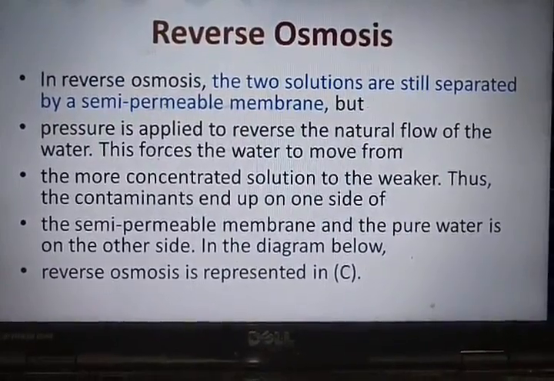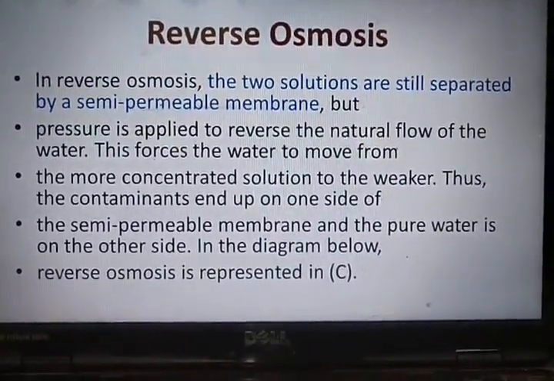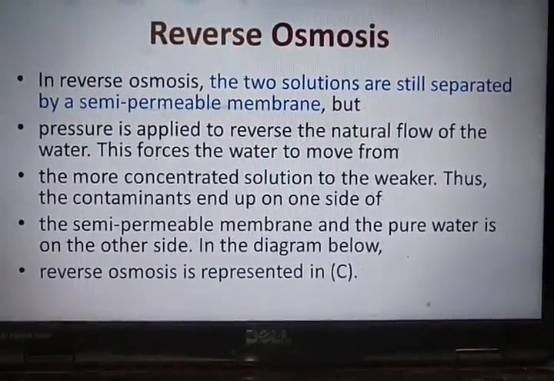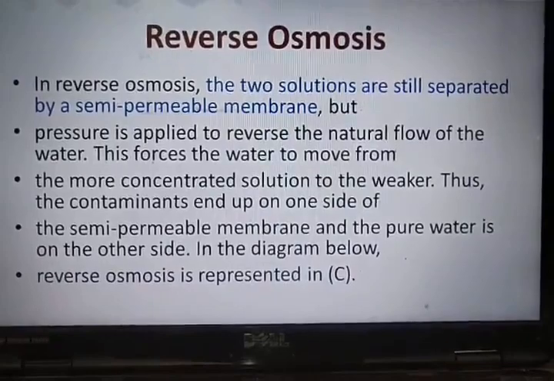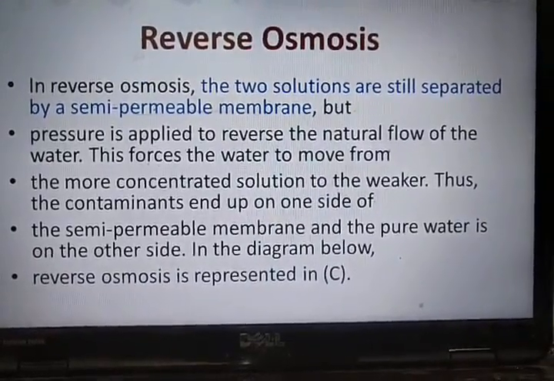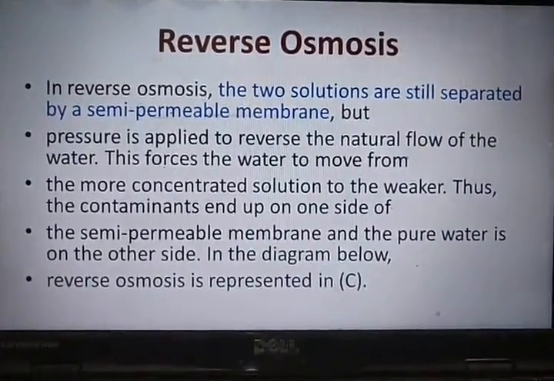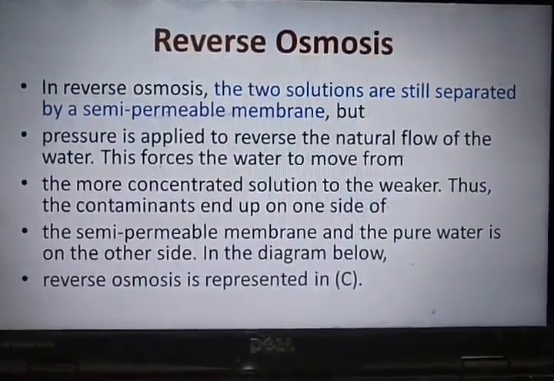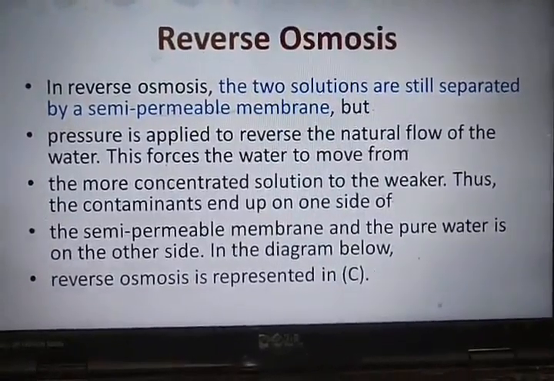That is, under normal osmotic conditions, the molecules will move from lower concentration to the higher concentration. That is, if you keep a solution of salt and water with a membrane in between, the molecules move from the water to the salt. That is the usual osmosis process, whereas in the reverse osmosis process the flow is reversed.